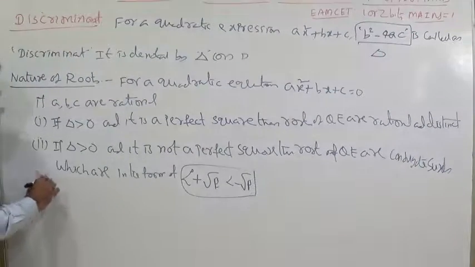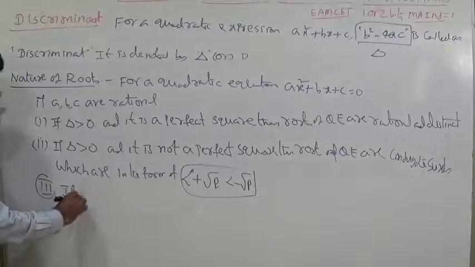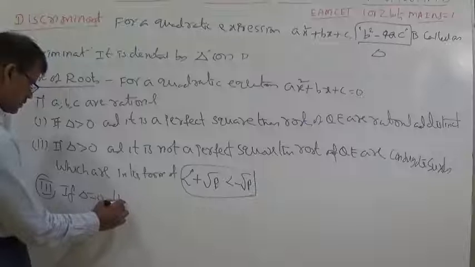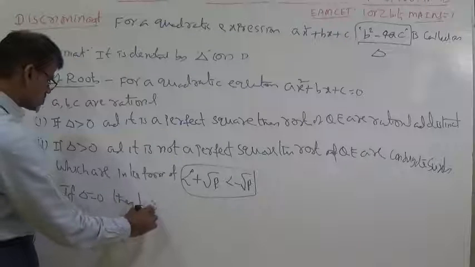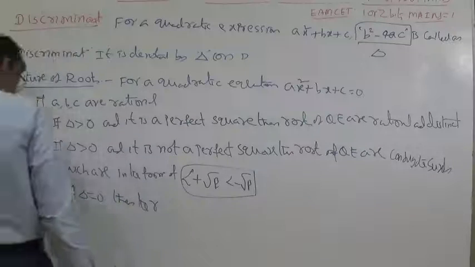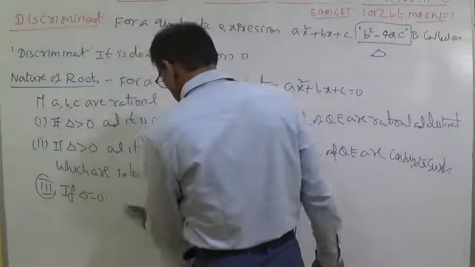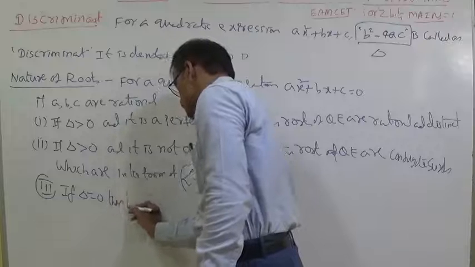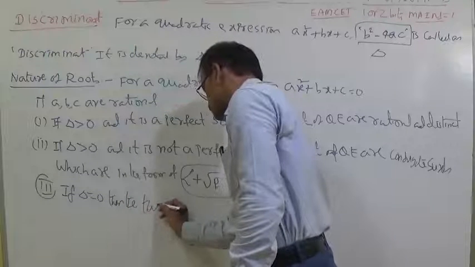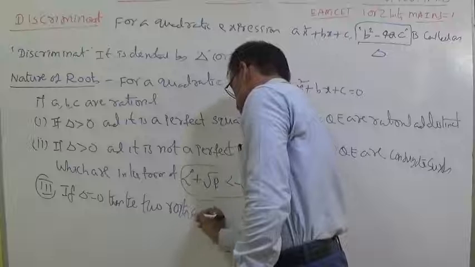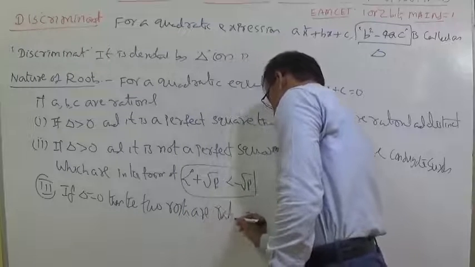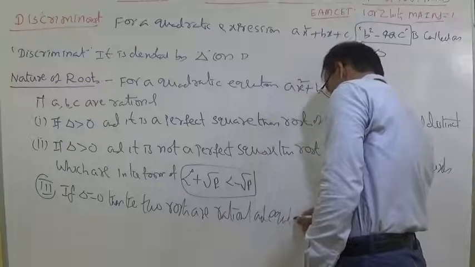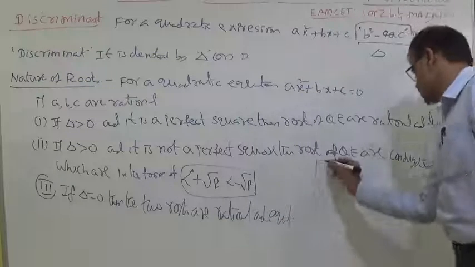Third case: if delta is equal to 0, then the two roots are rational and equal. That is the third case.